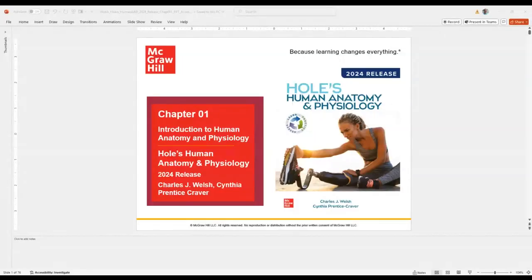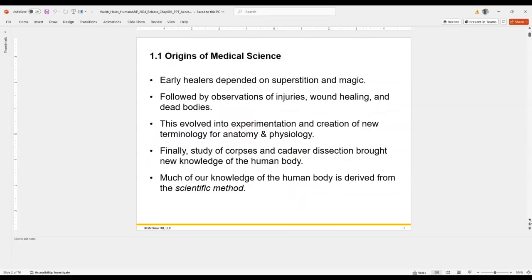So this is the PowerPoint for Chapter 1, which is an introduction to human anatomy and physiology. And this chapter covers some real basic tenets of what anatomy and physiology is and introduces you to lots of vocabulary terms that you need to memorize. So first of all, what were the origins of A&P?